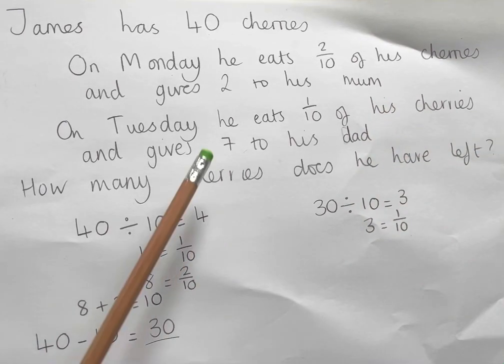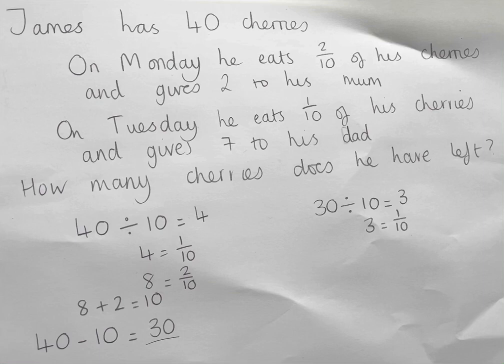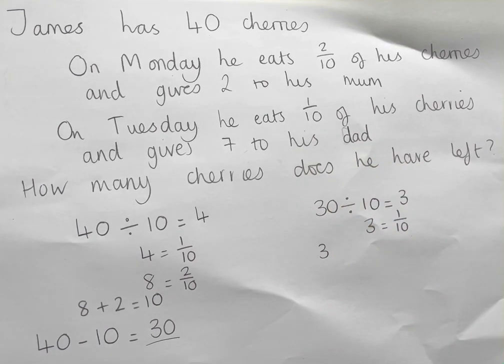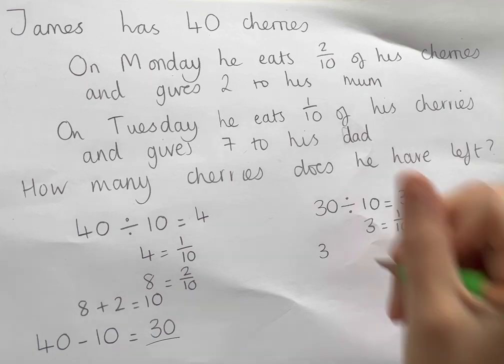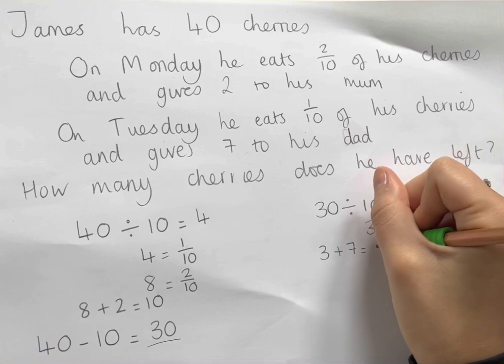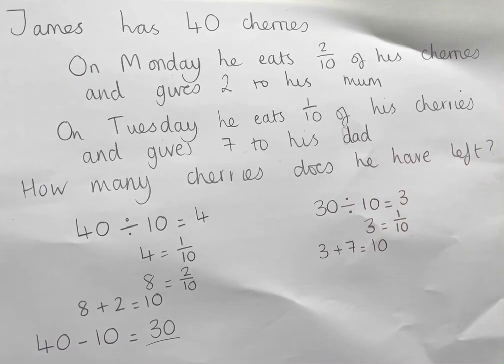And the question says that he gives 7 to his dad. So that means that he eats 3 and gives 7 to his dad. So we need to add those two numbers together. So 3 add 7. Well, we know that that equals 10. So now we know that on Tuesday, James either ate or gave away 10 cherries.